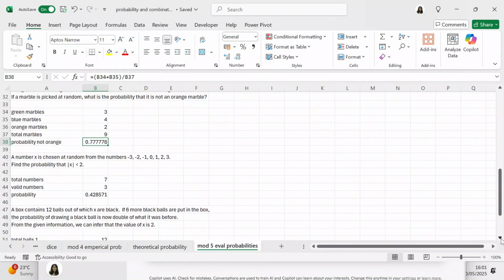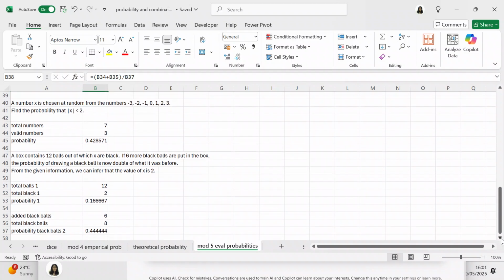So now we have another question. A number is chosen at random from the numbers -3 to 3. Find the probability that the absolute value of x is less than 2. So your total numbers is going to be 7, and your valid numbers is going to be 3, because it's going to be -1, 0, and then 1 that are your valid numbers. And the probability is going to be 3 divided by 7, which is 42.85%.